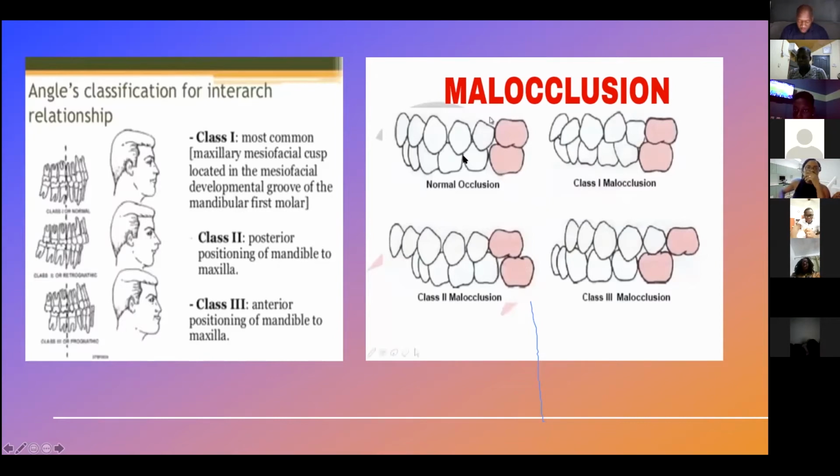Now, what's so important for us to understand is that even though you can have a class 1, class 2, and class 3 malocclusion, when it comes to orthodontics, you can also have various different types of, sorry, I'll just let people in again.